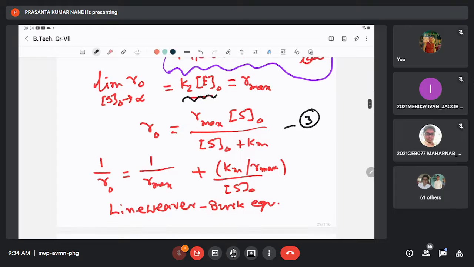So this equation, which is written in this form, we call the Lineweaver-Burk equation. And why have we written it in this form? What is the physical significance of this Lineweaver-Burk equation? That will be clear to you.